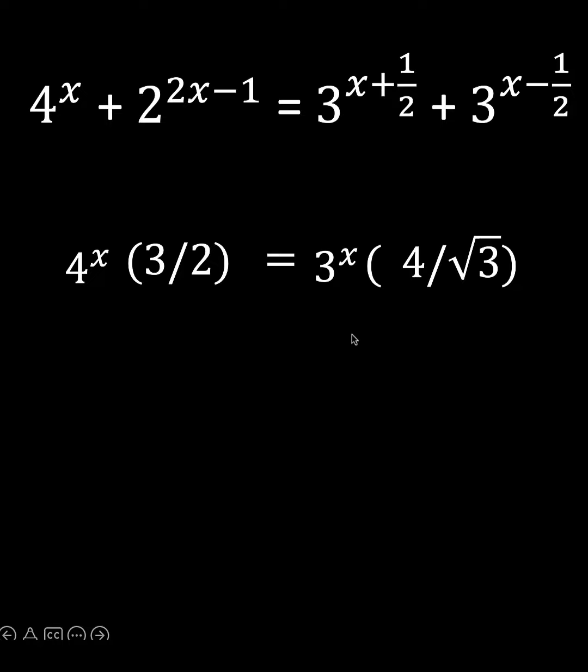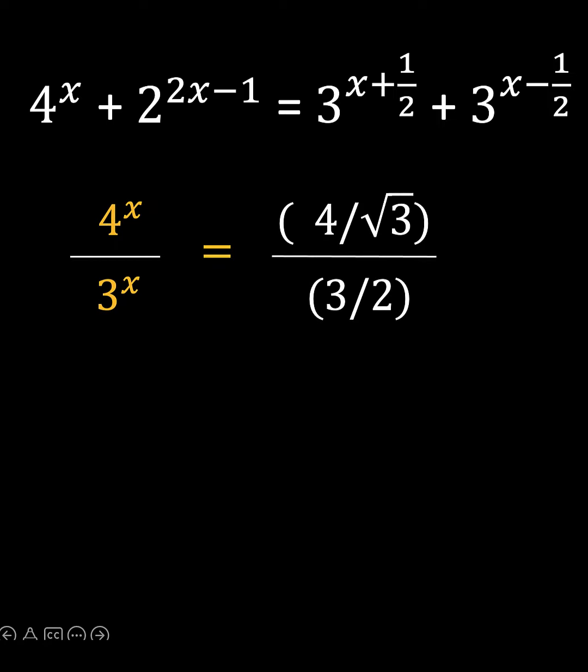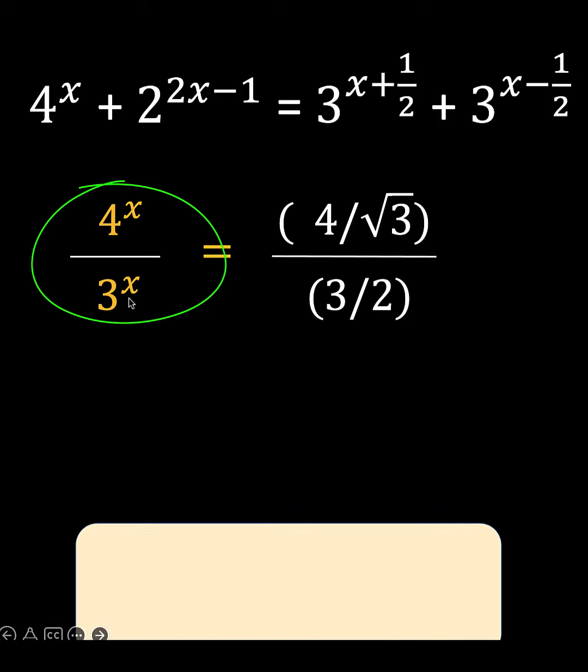There is a variable at the left side, and there is a variable at the right side. We want to gather all the variables in one side of the equation, and we can accomplish that this way. We divide both sides by 3 raised to x times 3 over 2. Then to simplify the left side, let's recall again another property of exponent.